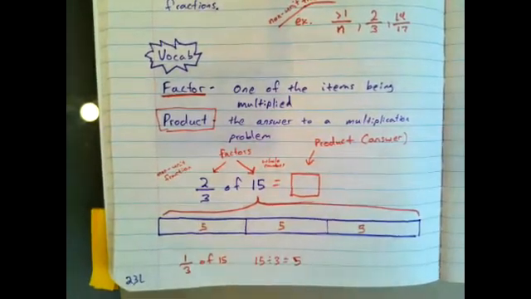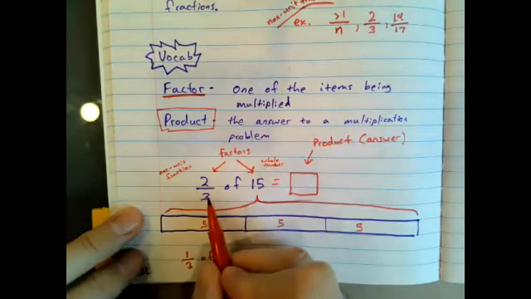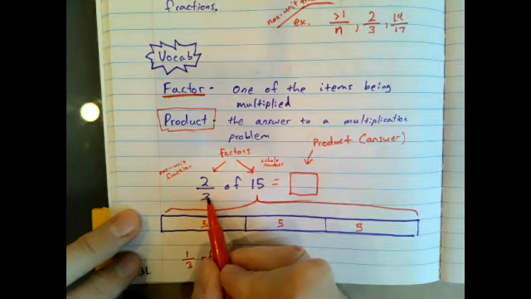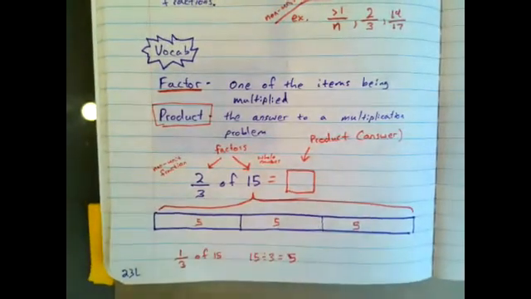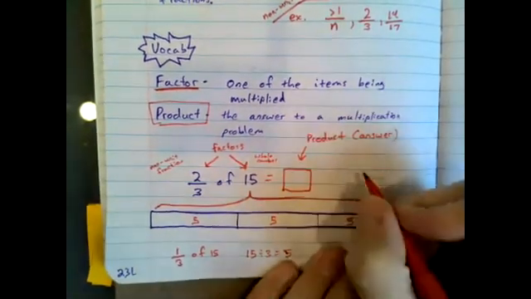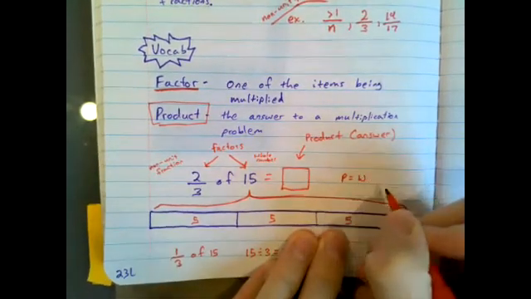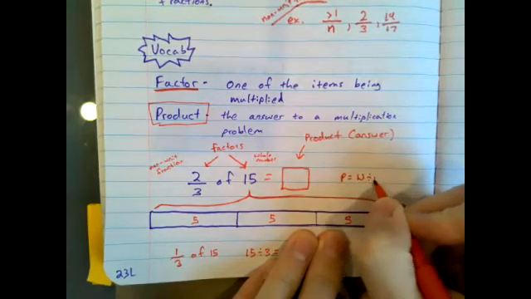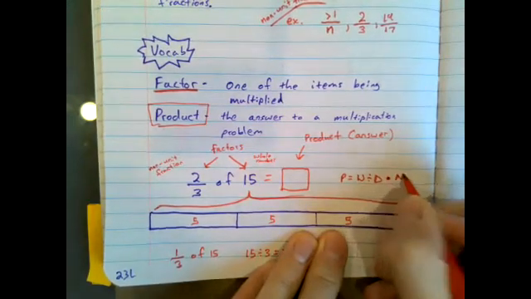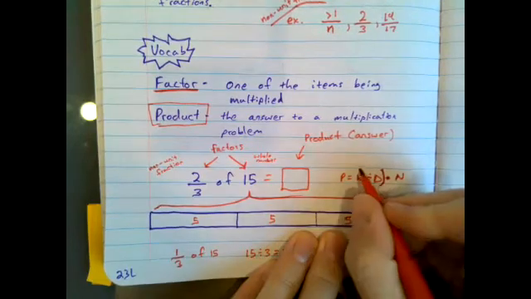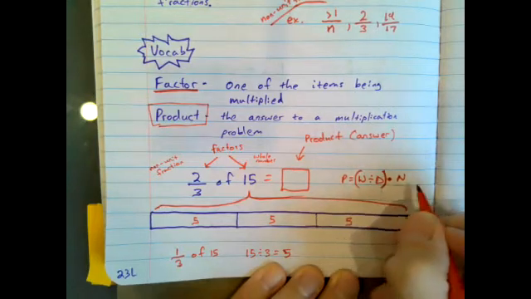So what we're going to do is we're going to take it an extra step today. We are going to take our whole number, divide by the denominator, and then we're going to multiply by the numerator. So if we're looking for an expression, that would be P for product equals whole number, W, divided by denominator, and then multiplied by numerator, but we need the order. So I'd put parentheses on here. So product equals whole number divided by denominator times numerator.